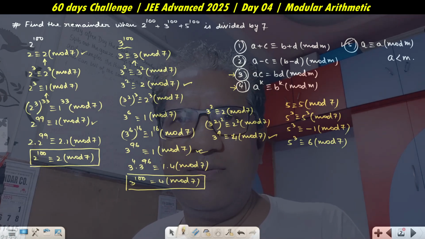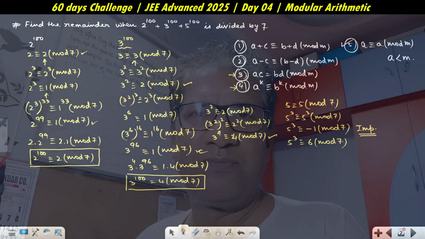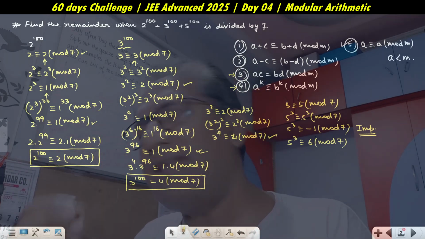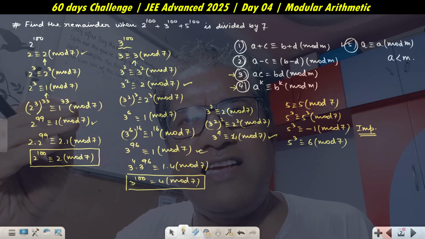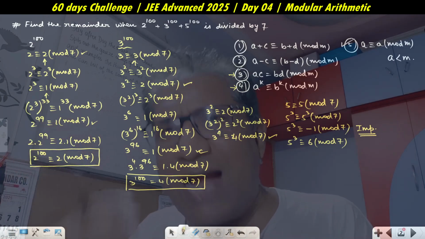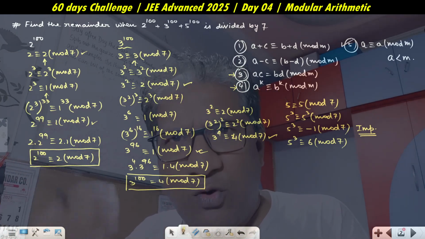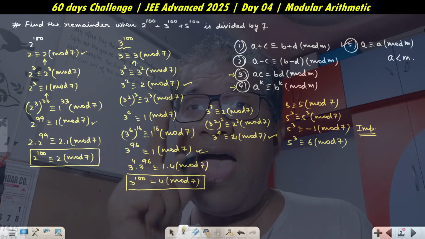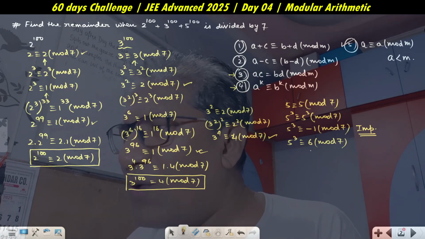Are you getting the point? This is a very important place. Simply add the divisor. You see, when the remainder exceeds the divisor, what we do? We simply subtract the divisor. And when the remainder is minus, you simply add the divisor to get the actual remainder. But here I am not going to write 6. I am going to write minus 1.